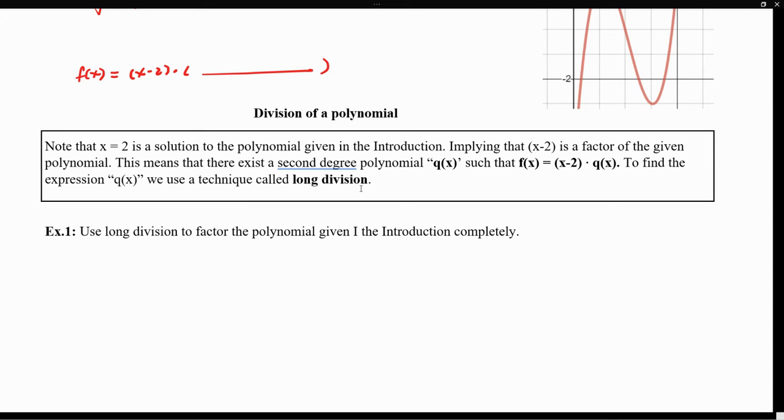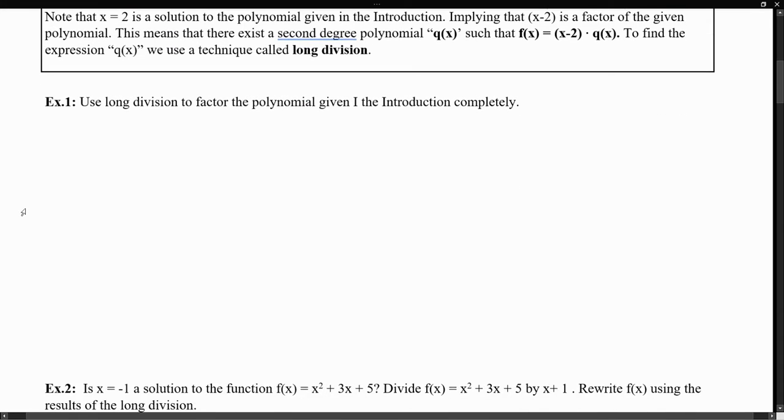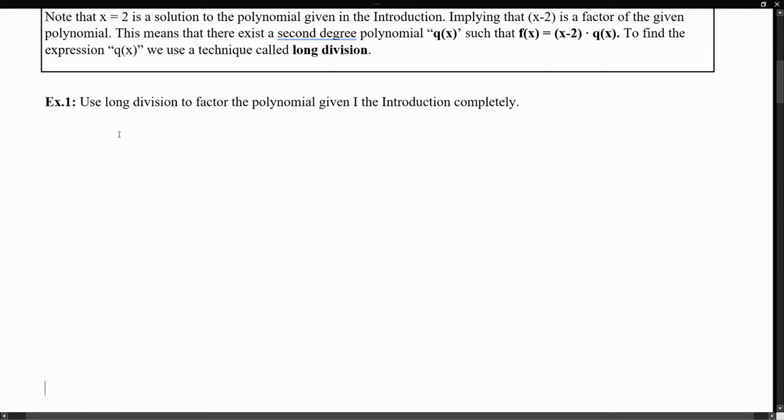Notice that long division is not going to be the only technique that we're going to be discussing, but today we're just going to concentrate on long division. So now let's introduce the technique of long division. Let's use long division to factor the polynomial which was given in the introduction question.